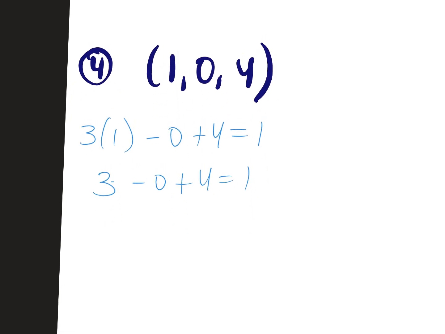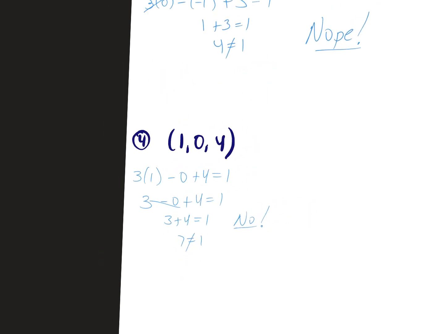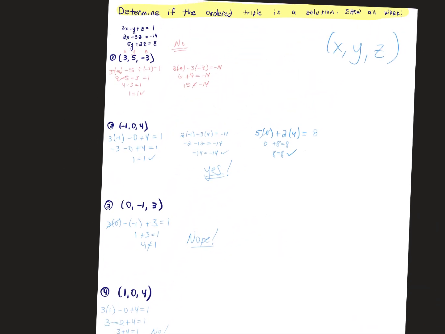What's 3 minus 0? 3 plus 4. Does 7 equal 1? No. So does this one work? No. You have to plug in. As soon as 1 doesn't work, you can stop, because your ordered triple should satisfy every single equation in the group that's given to you.